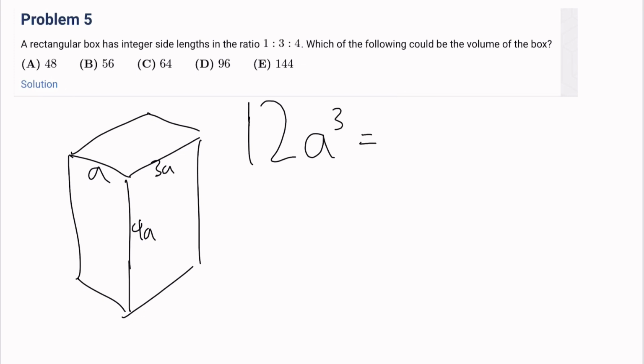First of all, let's divide all of these by 12. So 48 would yield 4. And 56 divided by 12 would not be an integer. 64 divided by 12 would also not be an integer. 96 divided by 12 would be 8, right? And 144 divided by 12 is 12. And out of these numbers, which is a cubed value? So this is a cubed value, this is 2 cubed, right? And so the answer is D.